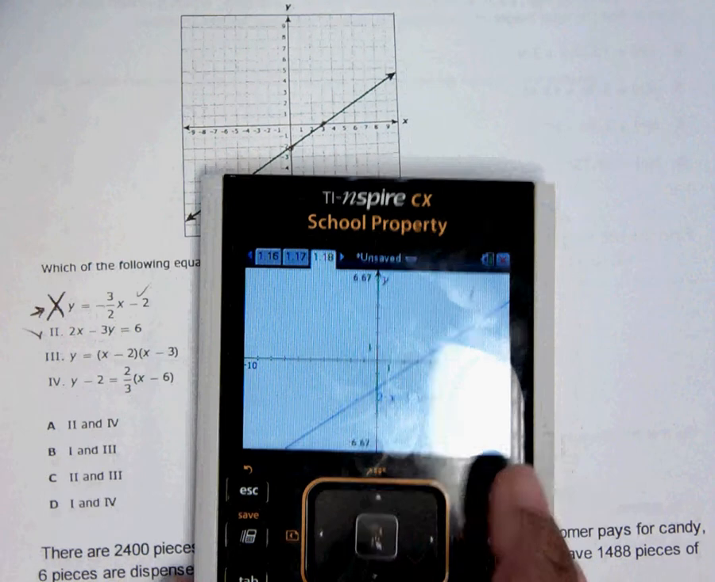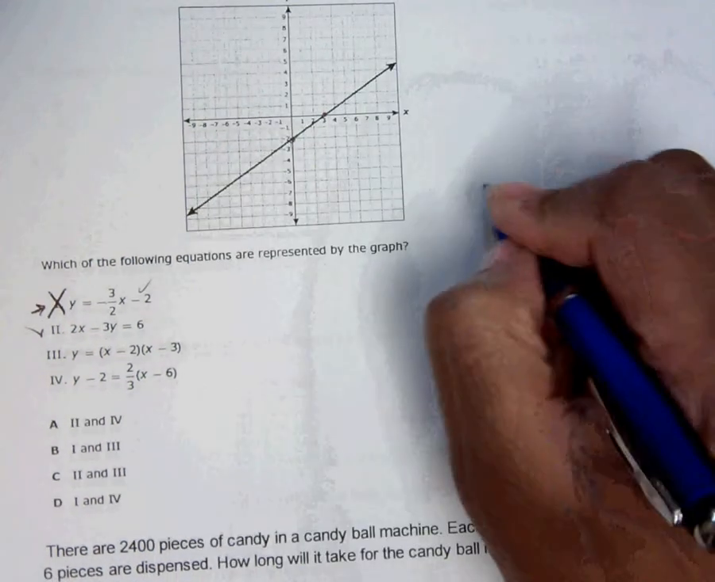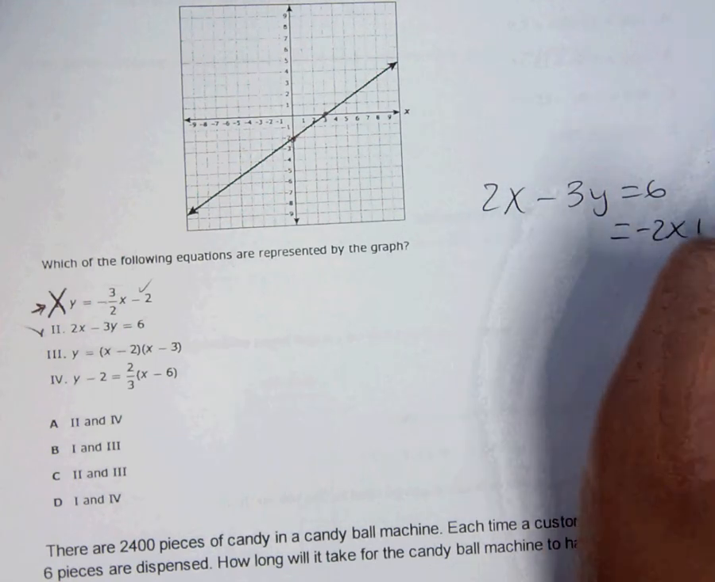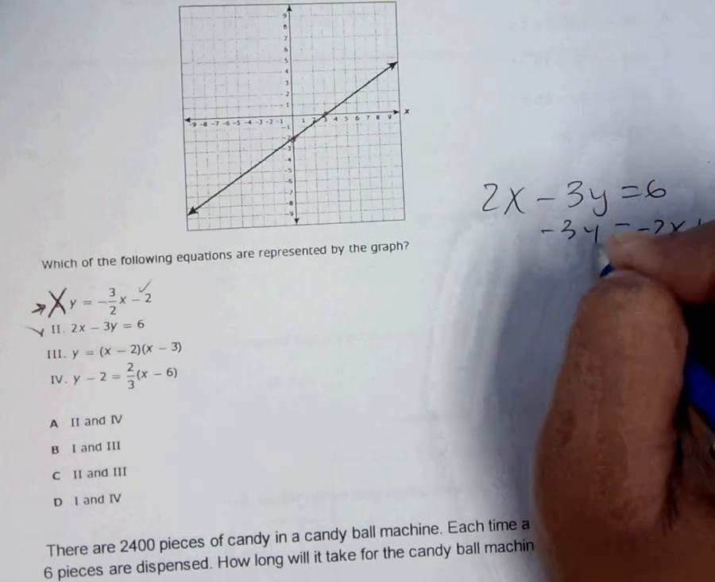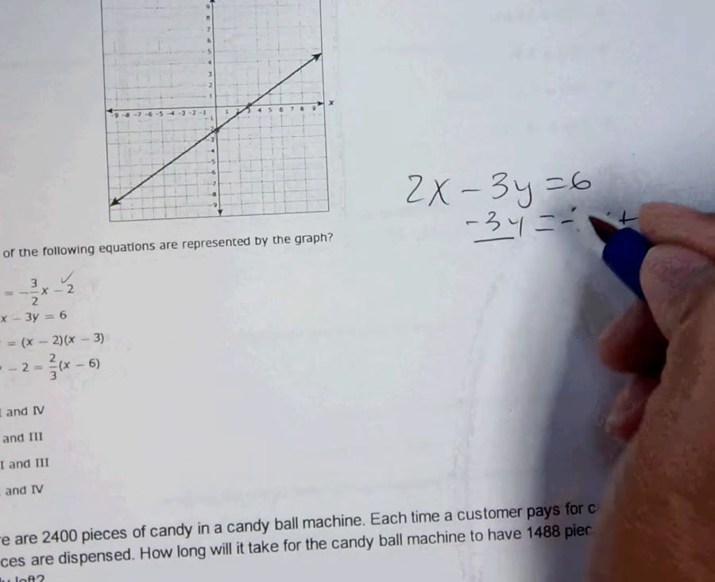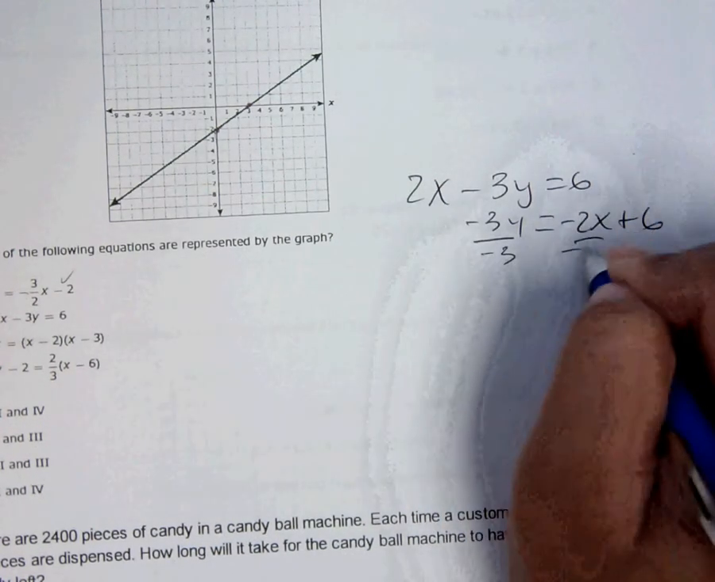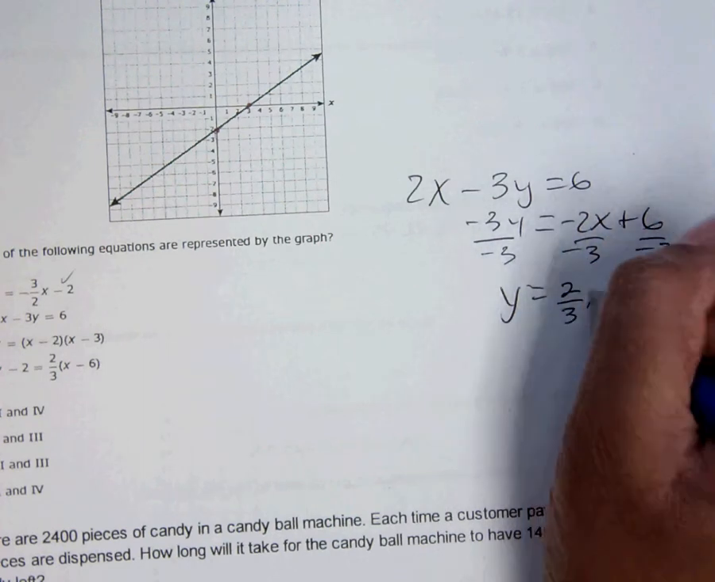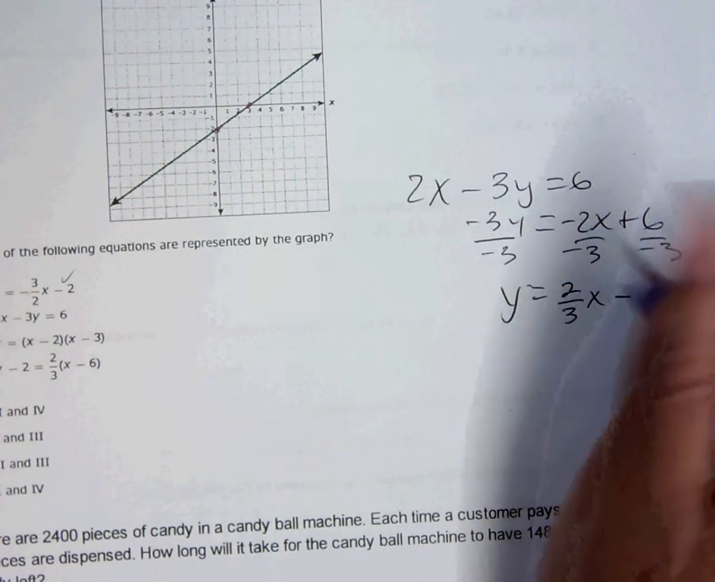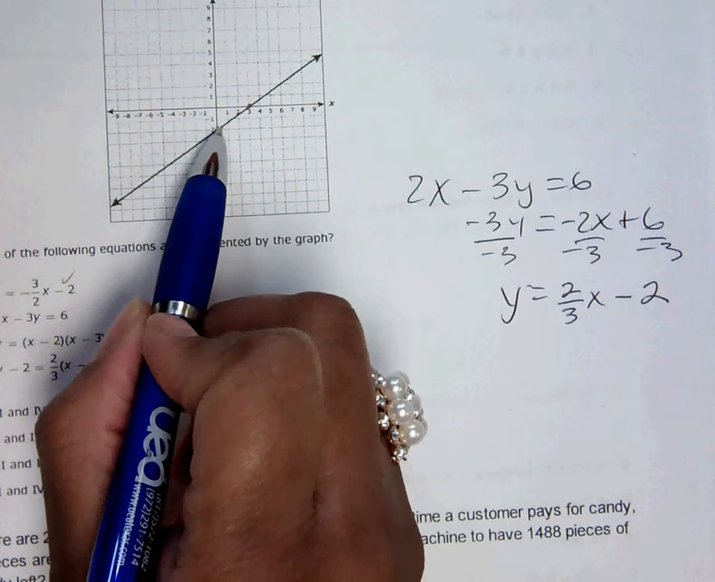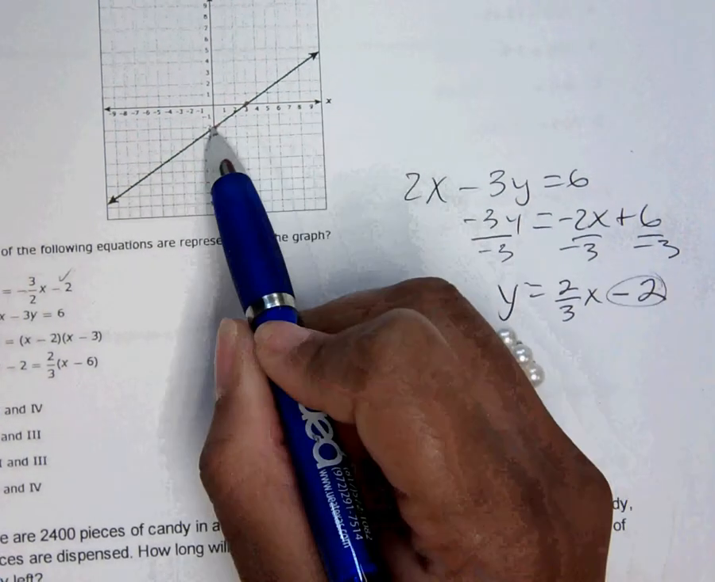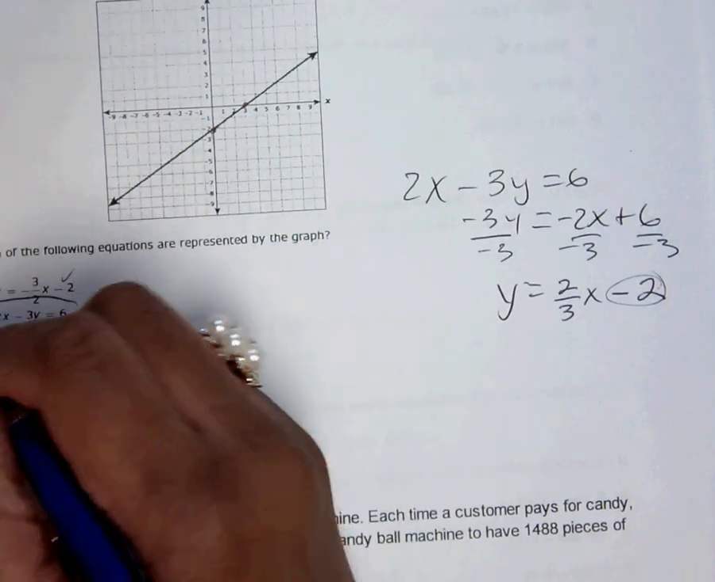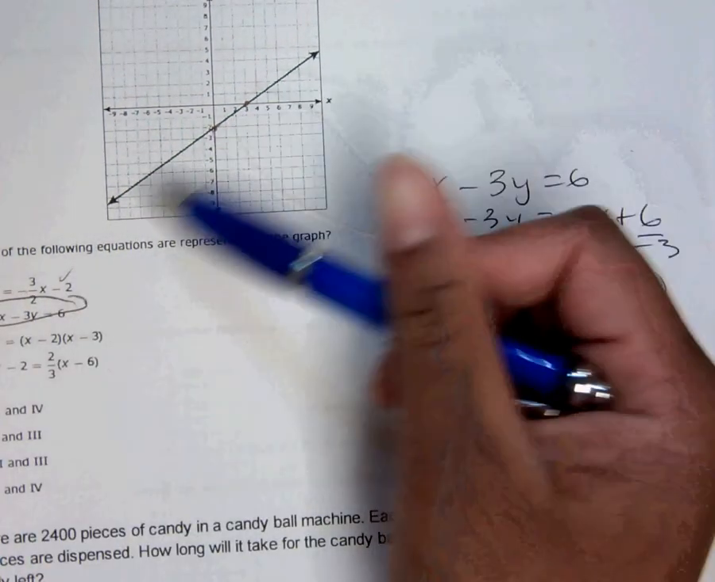Let's do it by hand and see if we can solve it for y. 2x over -2x plus 6. 6 is positive. Divide by -3. y equals positive 2 over 3x minus 2. Starts at -2, goes up 2 to the right 3. So yes, 2 is one of the equations that represents that graph.